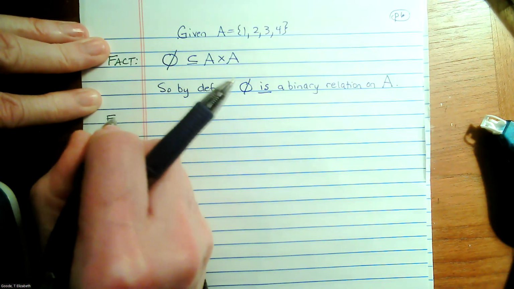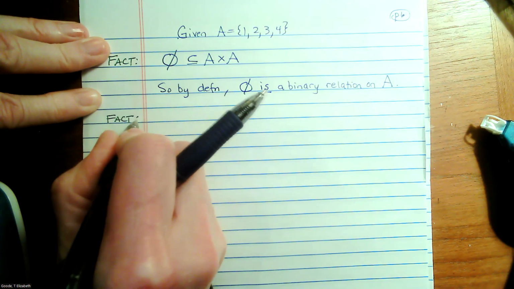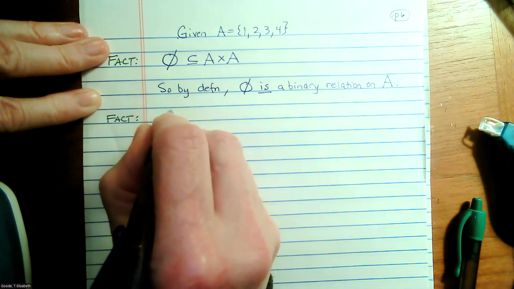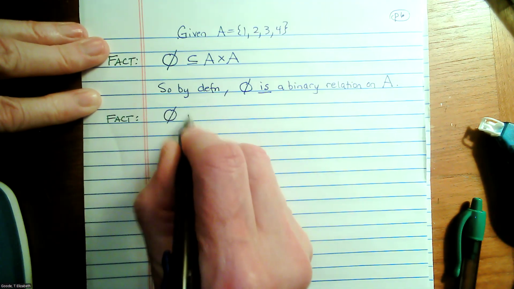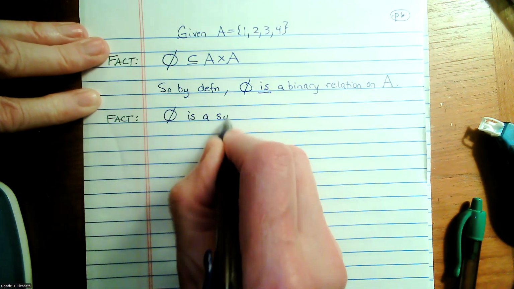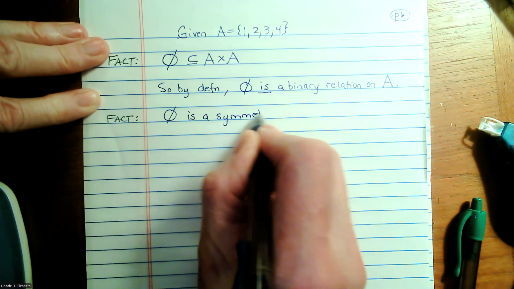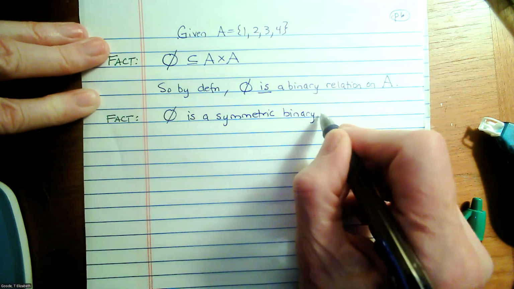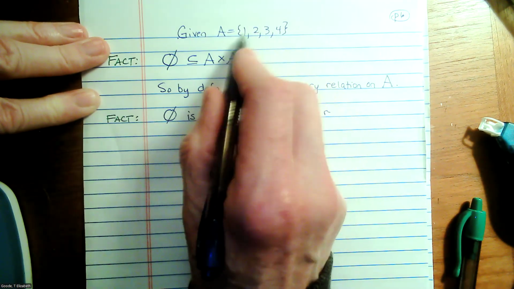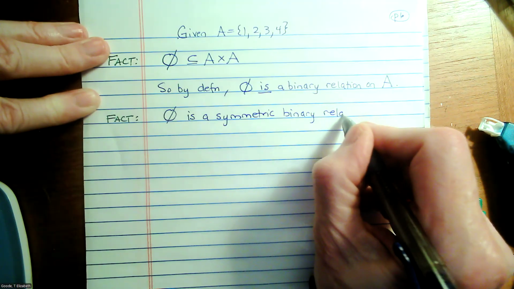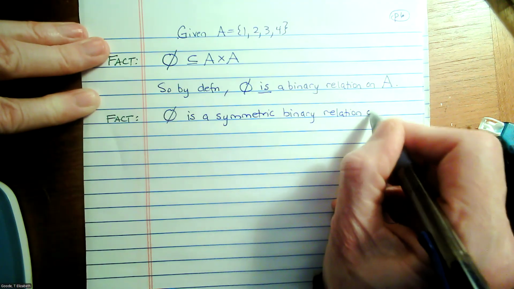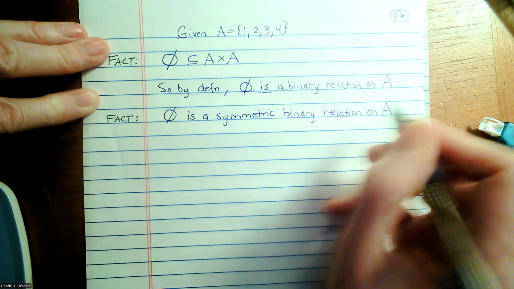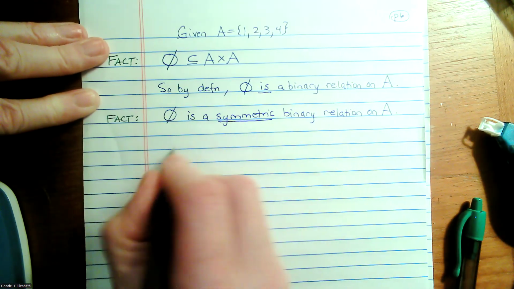That's a fact. Here's another interesting fact about the empty relation. The empty relation is a symmetric binary relation on A. In fact, it doesn't even matter what A you pick. It's a symmetric binary relation on any set. Why?